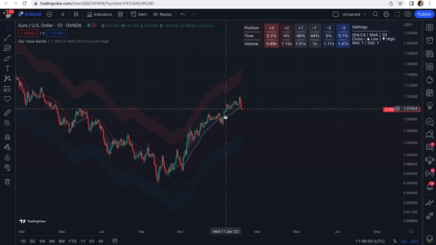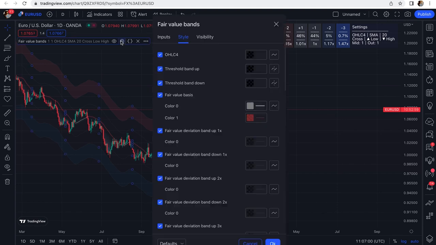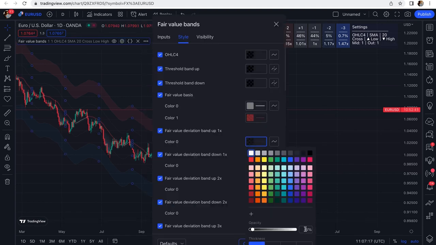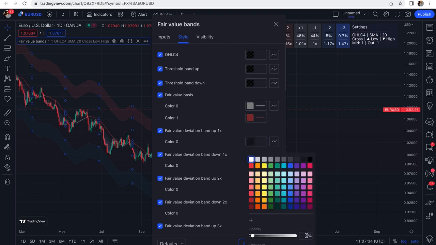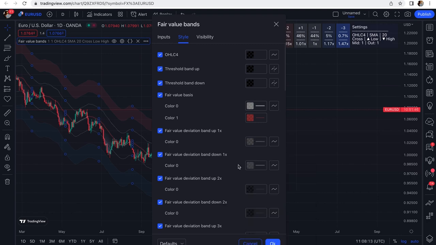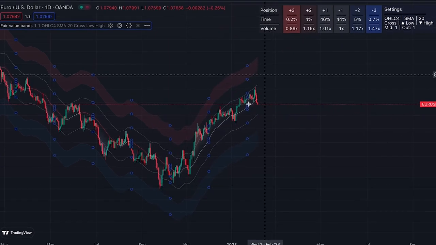Let me just make these bands a little bit more visible here in the settings. Here it is for the upper band. Let's make this 25% and also for the lower band similarly 25%. Okay. Alright, now it's better.